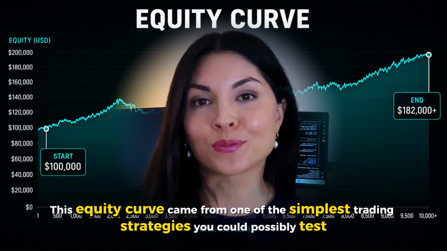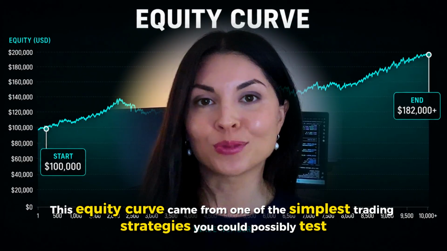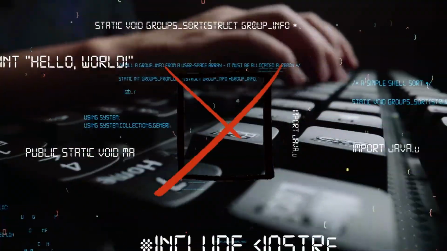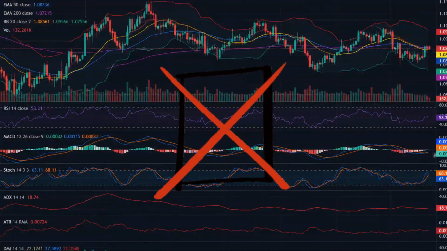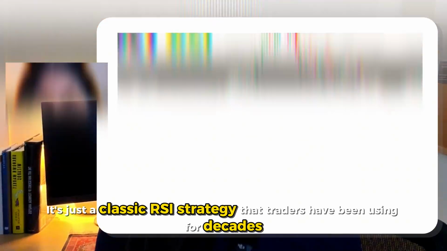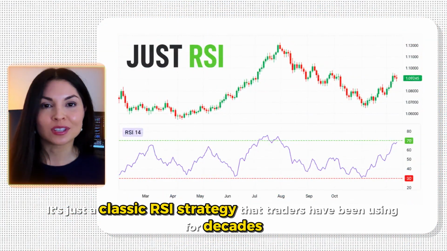This equity curve came from one of the simplest trading strategies you could possibly test. So there's no chart patterns, there's no machine learning, there's no complicated combination of indicators. It's just a classic RSI strategy that traders have been using for decades.